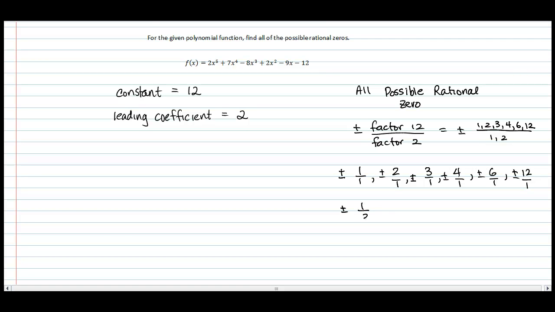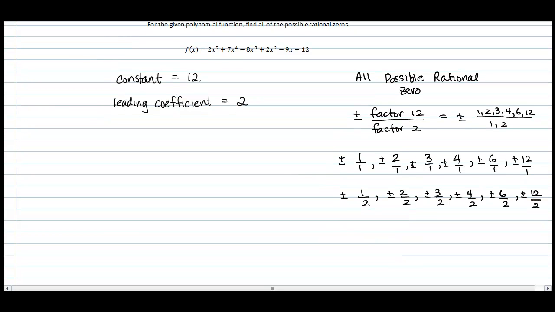I'm also going to have plus or minus 1 half, plus or minus 2 over 2, plus or minus 3 over 2, plus or minus 4 over 2, plus or minus 6 over 2, and plus or minus 12 over 2. The one thing we do not want to do is double list. So any fractions that can be reduced and that are already listed need to be canceled out. So I'm going to cross out the 2 over 2 because that's just 1. 4 over 2 is 2. 6 over 2 is 3. And 12 over 2 is 6.